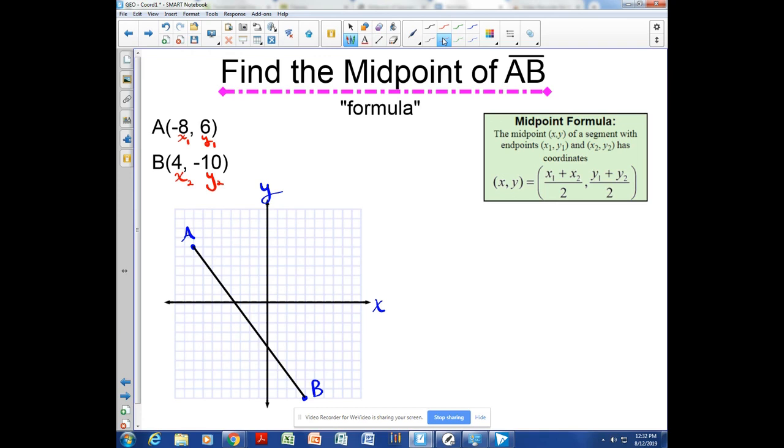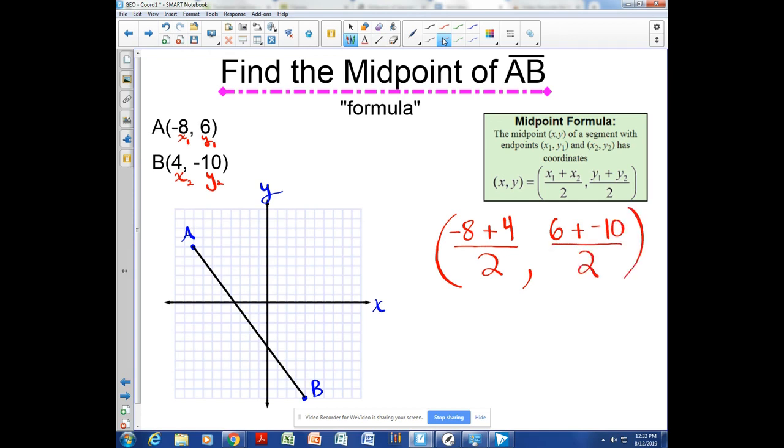I'm now going to come over to the right part of the screen. I'm going to look at my formula and see that in order to get the x midpoint, I'm going to add my two x's. So I'm going to have -8 plus 4 divided by 2, comma, and my y's are going to be attained by adding my y's and dividing by 2. So we have 6 plus negative 10 divided by 2.